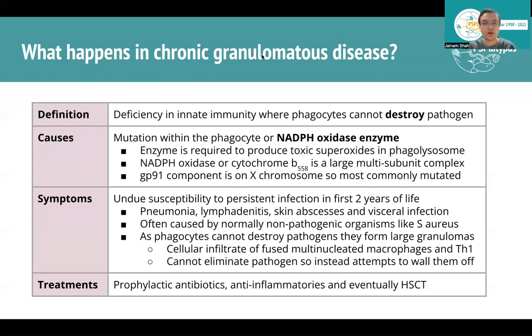It's most often caused by non-pathogenic organisms. So Staph aureus exists in a lot of different places in your body, including the skin, but you tend to have more infections because of these organisms in conditions that are compromising the immune system. Because your phagocytes can't destroy it, they instead try to essentially wall off the pathogens. Because they can't destroy it, they're just trying to keep it away from everything else, and that's what you call a granuloma. Treatment-wise, prophylactic antibiotics to avoid those infections, anti-inflammatories to reduce the inflammatory response, and then eventually a hematopoietic stem cell transplant, because you essentially can't cure this without having a complete overhaul of the immune system.